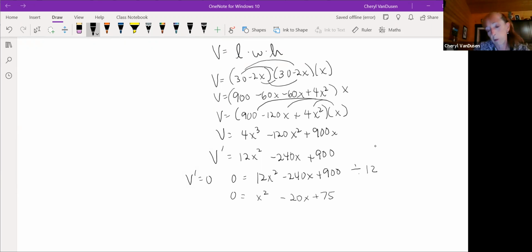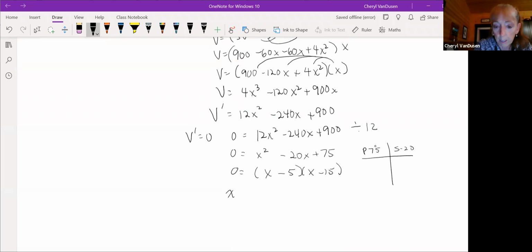And that's a pretty decent factoring question. Product is 75, minus 20 is your sum. So you mess around with your numbers. If you want to do a product sum chart again, feel free to pause the recording, check it out, and then come back to it. Otherwise, 5 and 15 are going to work. x minus 5, x minus 15. So we get x can equal 5 or x is equal to 15.